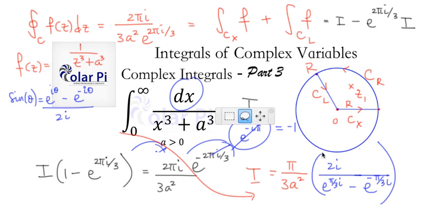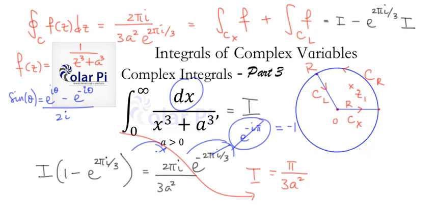Yeah? Cool. So that's why we separated the pi and the 2I and all that good stuff, because we anticipated that it was going to work out beautifully like this. So we had this times 1 over sine of pi over 3. But sine of pi over 3 is like root 3 over 2. So 1 over sine of pi over 3 is 2 over root 3. So we've got that this is pi over 3a squared times 2 over root 3.